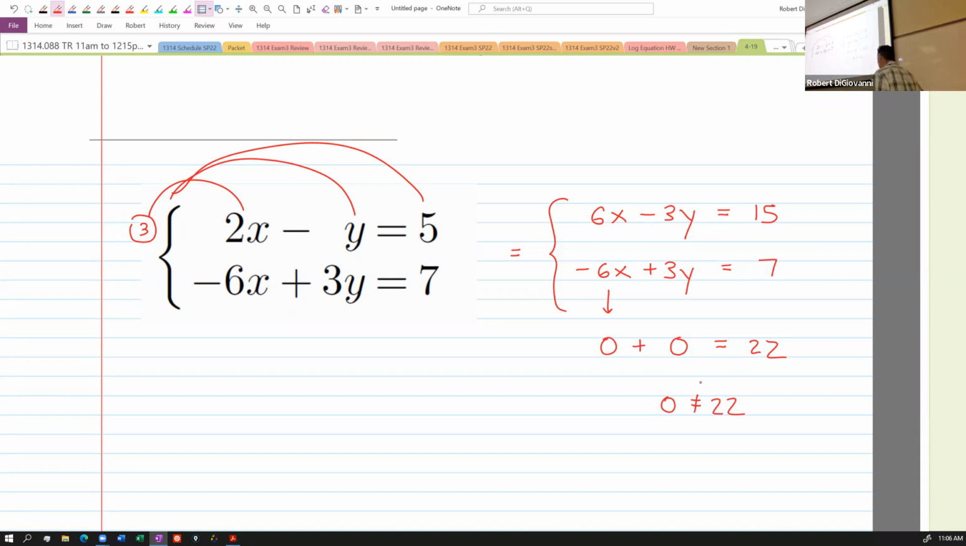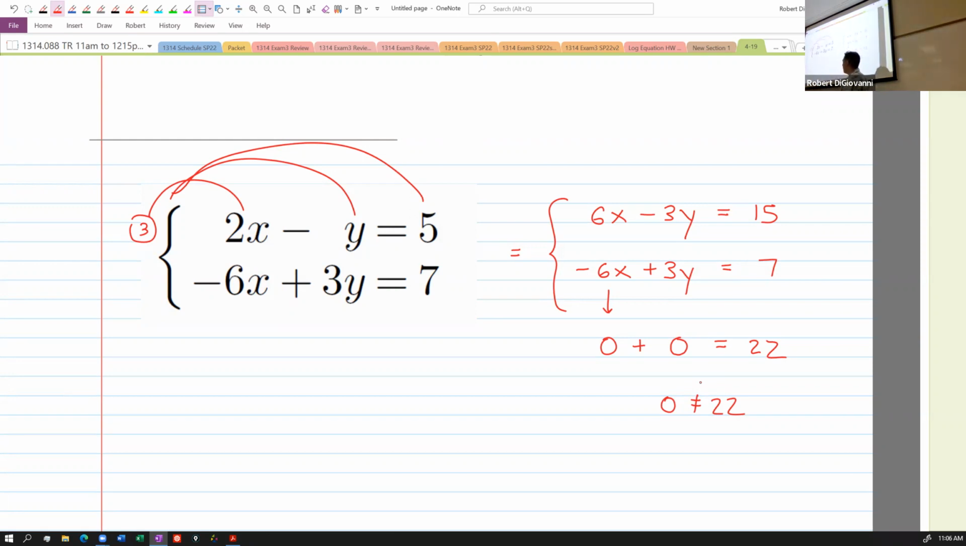Think about this geometrically. Remember when I introduced this last class? What is 2x minus y equals 5 geometrically? It's a line, right? So this is a line, and this one right here is another line. What we're trying to find is the solution, which is, geometrically, where the two hit each other. So we're trying to find the point where the two lines hit.